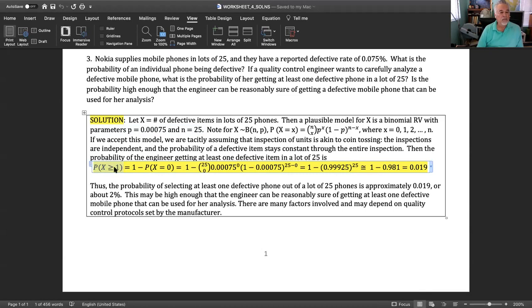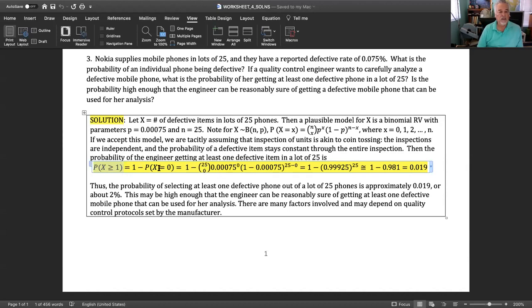Now here, to get the next expression, we look at the complement of this event. X is greater than or equal to 1. The complement would be that X is equal to 0. All right? That is, that there were no defectives. So if the event is at least one defective, then the complement of that event is that there are no defectives. So to get the probability of the complement, I simply subtract the probability that X is 0 from 1, right?